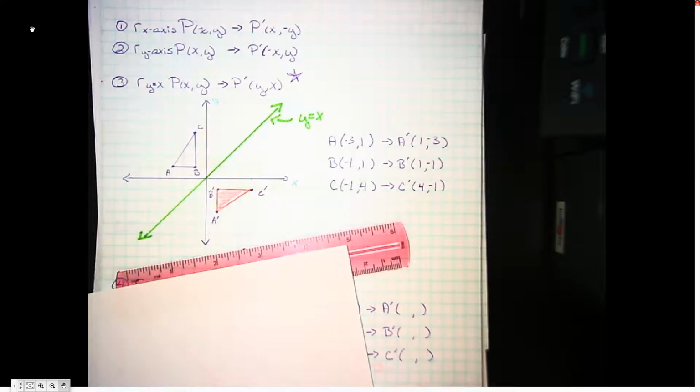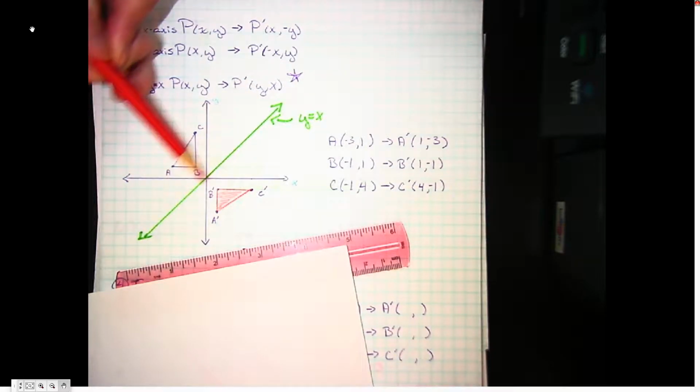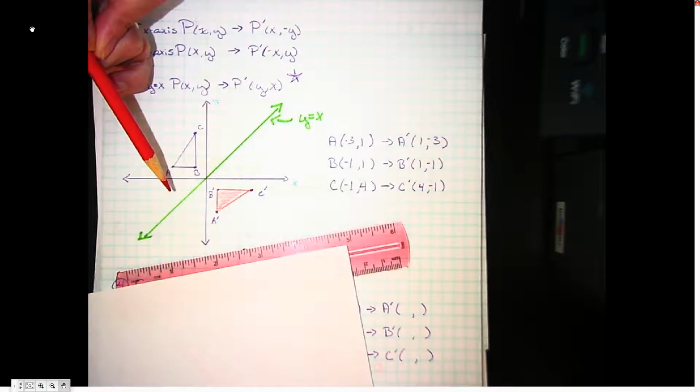Well, these triangles will do the same thing. In fact, you have to fold it on that line of reflection. So since the line of reflection is my green line, my diagonal, that's the line that you've got to fold it on. Okay, so here's another one.